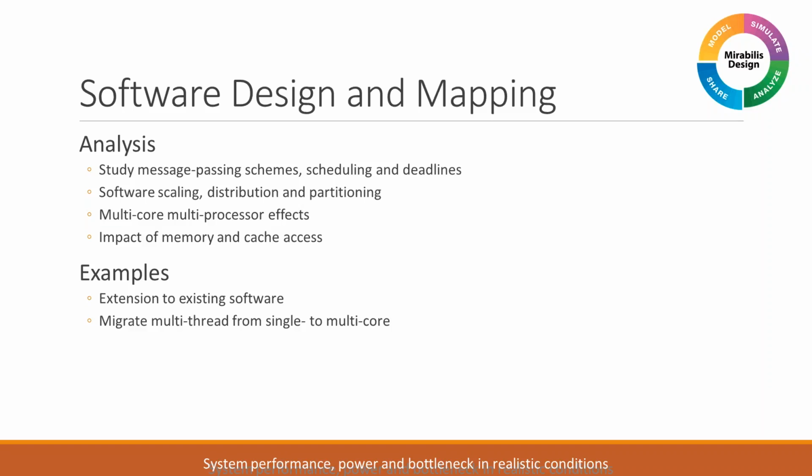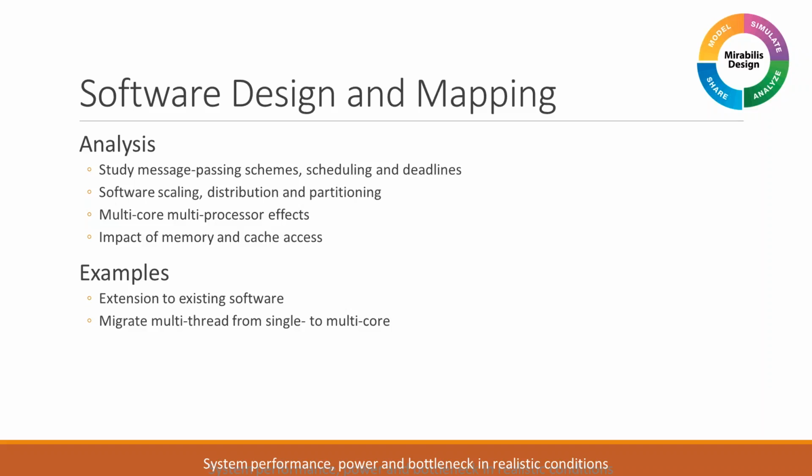Now, what are the types of analysis? One is, what is the message passing mechanism? Are you able to meet the deadlines, or is it that the network connection is too slow or has lower priority? You can look at multi-core, multi-processor type effects. How do you partition it across the multi-core?